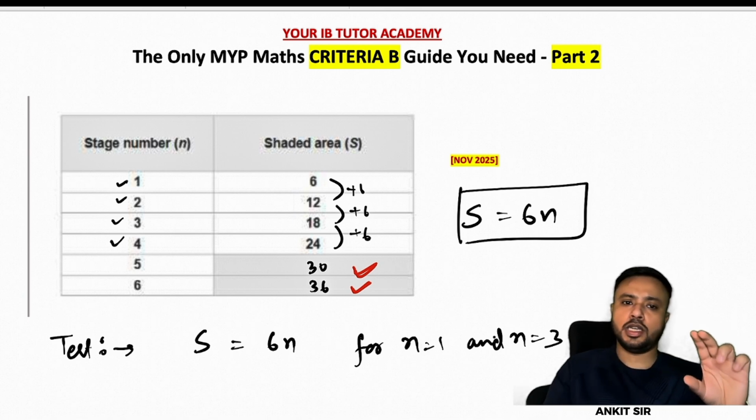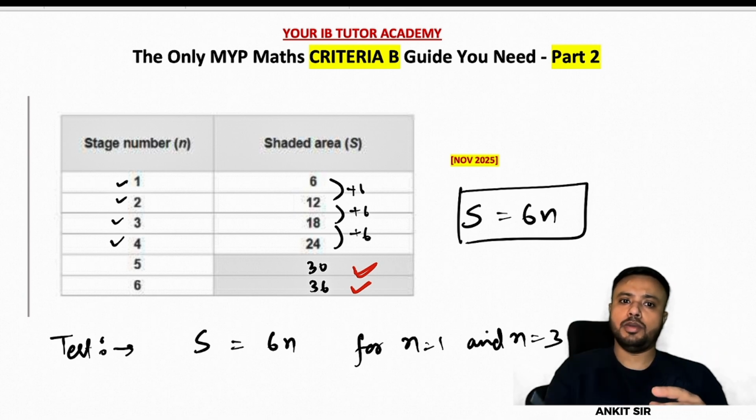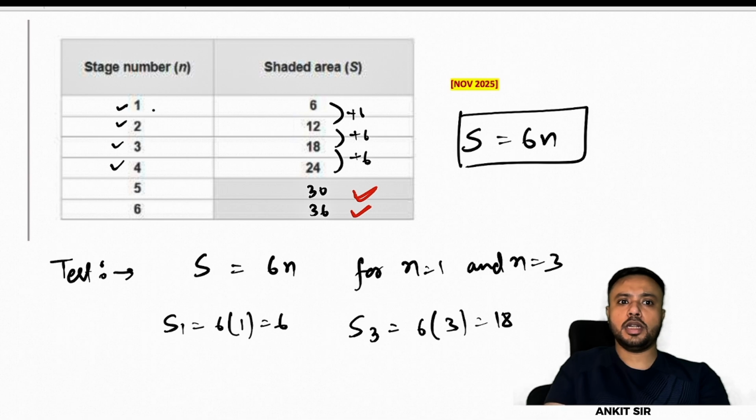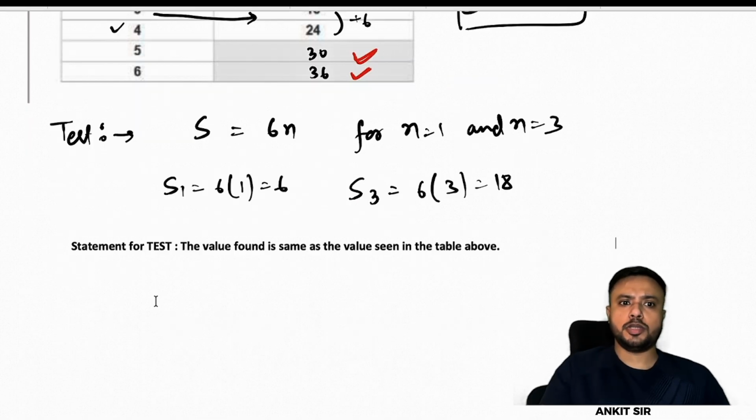Basically in testing, you have to test the general rule for the numbers which were given in the table, which have not been predicted by you. So I'm going to test it for n equal to 1 and n equal to 3. S1 will be 6 times 1, which is equal to 6, and S3 would be 6 times 3, which is equal to 18. Here you can clearly see that at n equal to 1, S was 6, and at n equal to 3, S is 18. Once you have tested the general rule, you are supposed to write this particular statement, because this statement is extremely important.